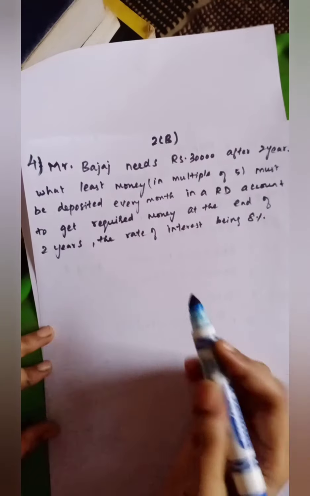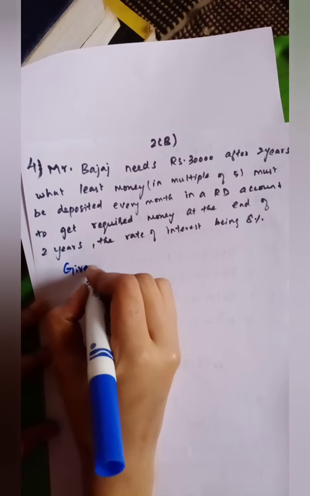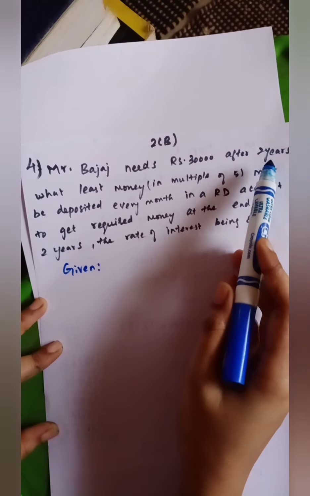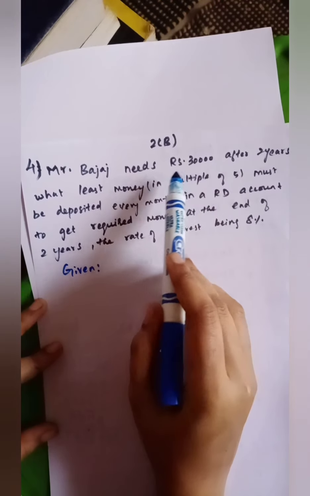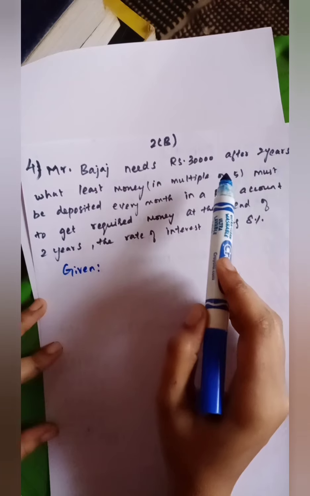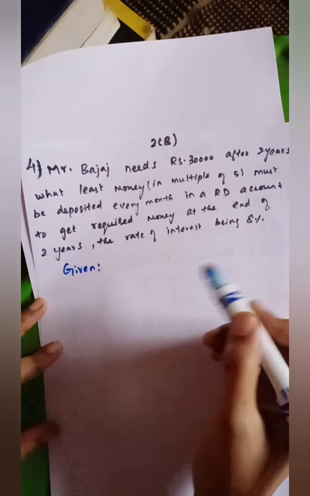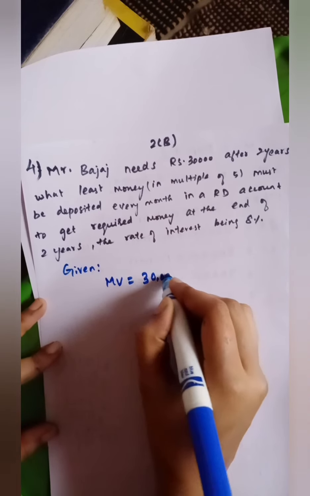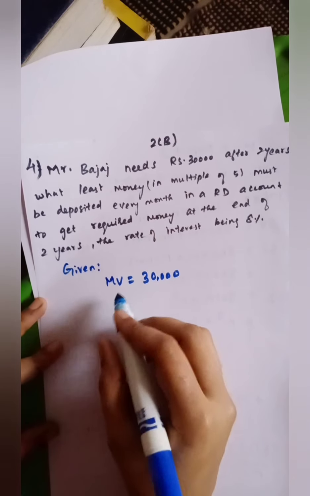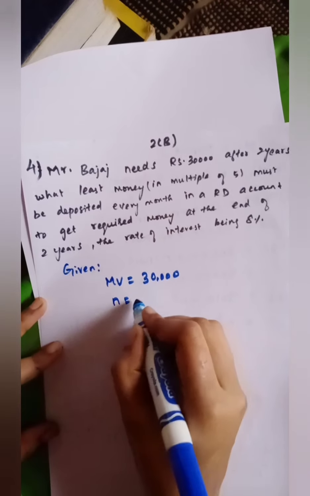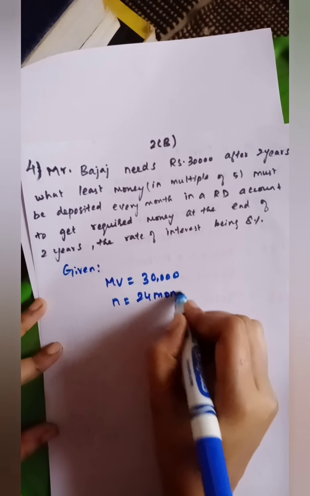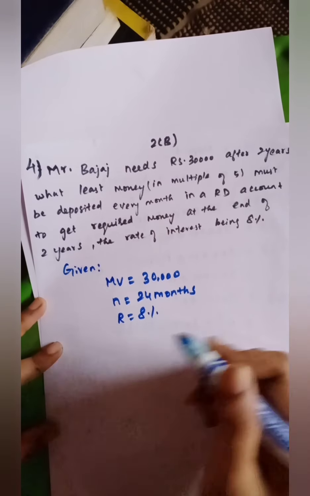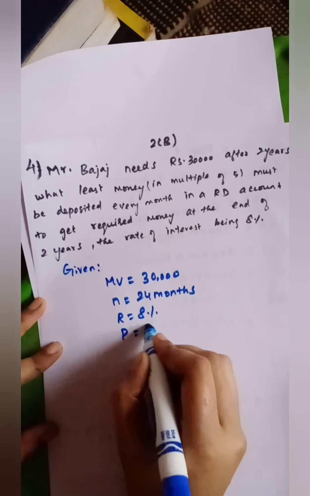Exercise 2B, fourth sum given. That is, Mr. Balaji needs rupees 30,000 after 2 years. He must be getting this 30,000 after 2 years. That must be a maturity value. So maturity value will be 30,000 rupees and n equal to 2 years, that is 24 months, and r is equal to 8%, and we have to find the P.